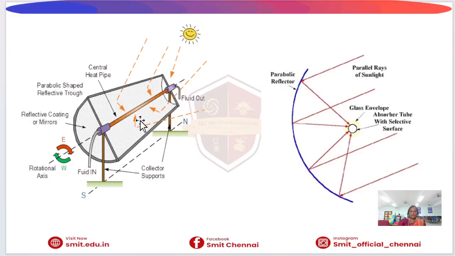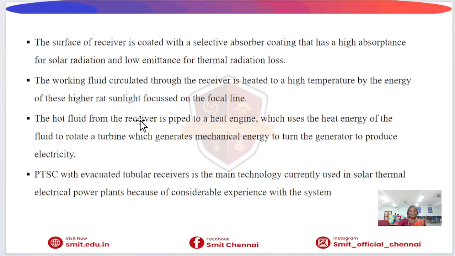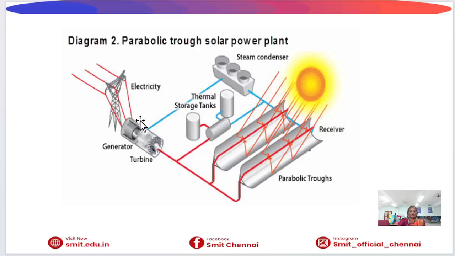The hot fluid is then sent to a heat engine or steam generator which produces steam. This steam rotates a turbine connected to a generator producing electricity. Currently, PTSC technology is widely used in solar thermal power plants because it is reliable and well developed.